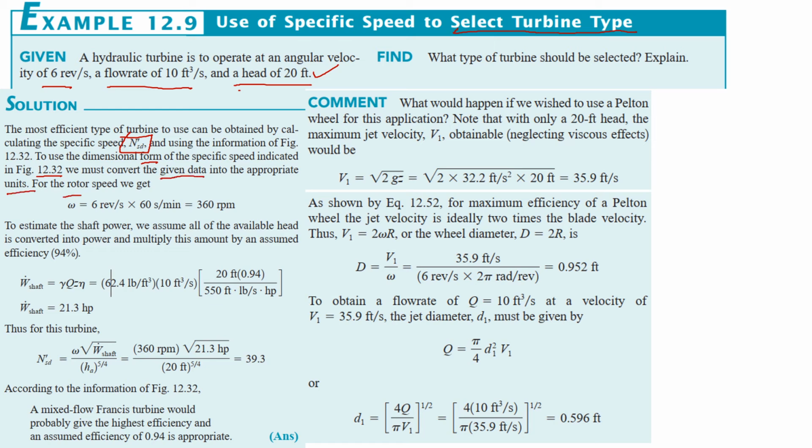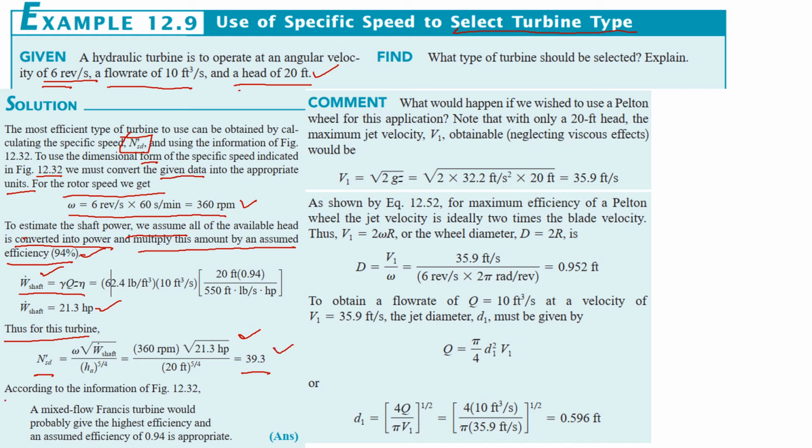To use the dimensional form of specific speed indicated in figure 12.32, we must convert the given data into appropriate units, and for the rotor speed we get 360 rpm from 6 revolutions per second. To estimate shaft power, we assume all the available head is converted into power and multiply this amount by an assumed efficiency of 94%. So here the efficiency is assumed, and we calculate our shaft power, and it comes out to be 21.3 horsepower.